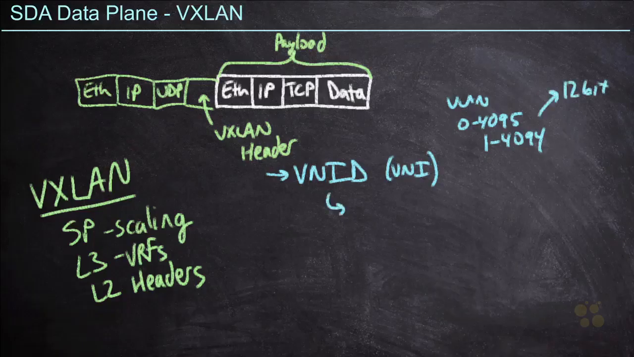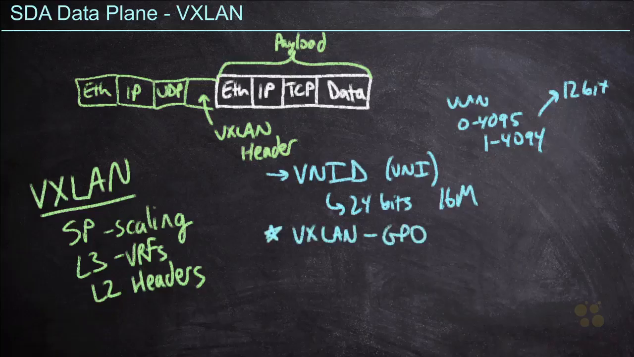Well, the VNID is 24 bits, and that means that we have the entire range from 0 up to roughly 16 million VNIDs that we can have in our environment, so scaling is no longer a problem. But on top of that, Cisco actually enhanced VXLAN to call it VXLAN-Group Policy Option, or VXLAN GPO. This has been submitted to the IETF, but really it's just a Cisco extension to make VXLAN work for them in a software-defined access environment.